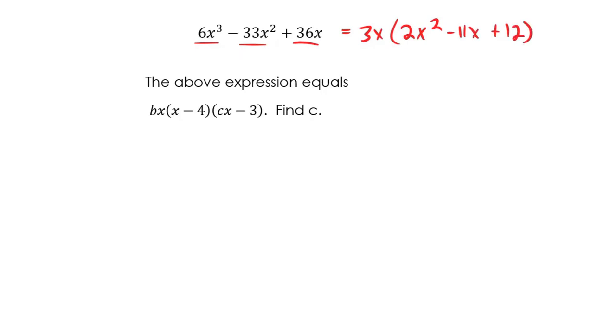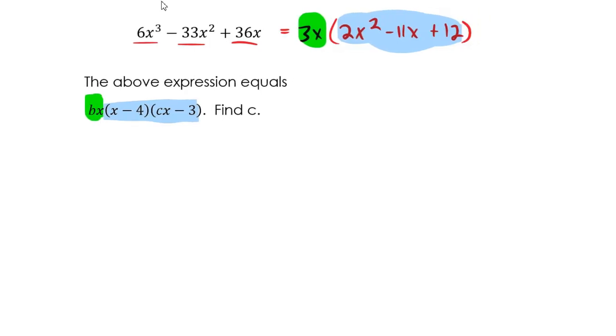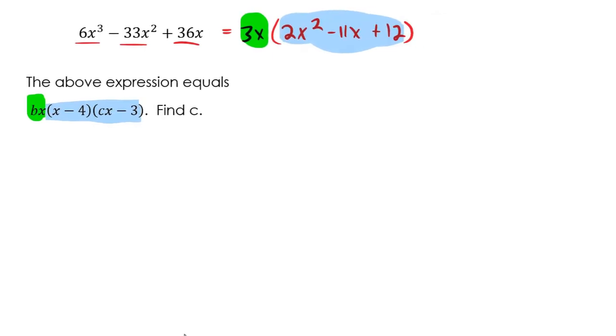So now we have kind of a two-part problem. We've got the 3x right here. It's going to kind of come along for the ride. And we've got the 2x squared minus 11x plus 12. That's going to kind of fill this part of everything when we're done. So let's go ahead and start factoring that ABC quadratic, 2x squared minus 11x plus 12.